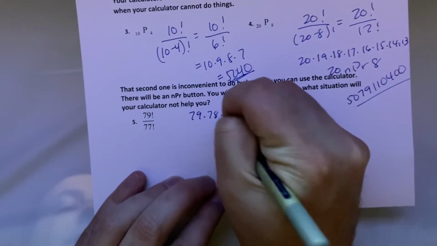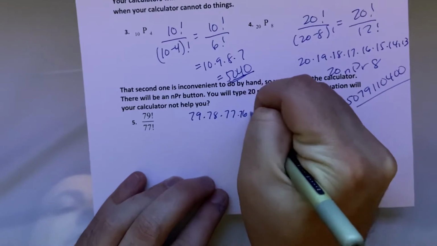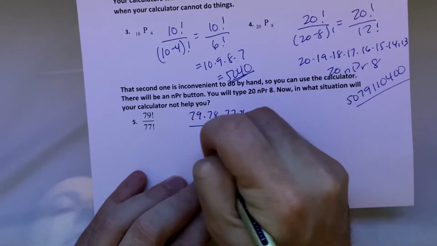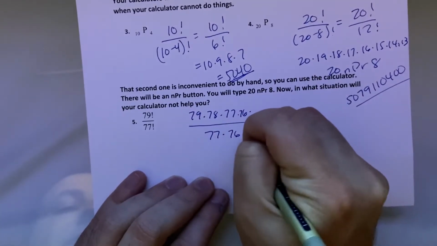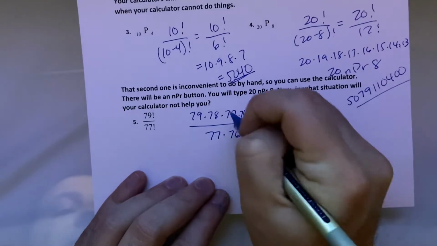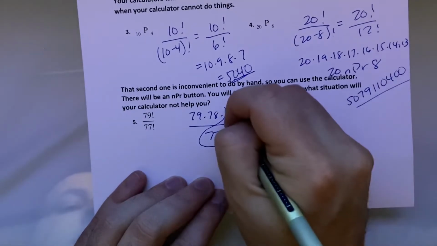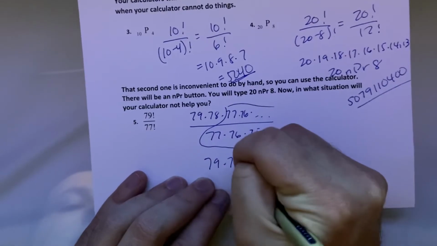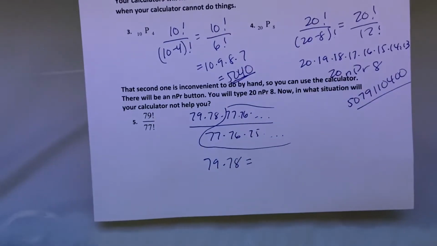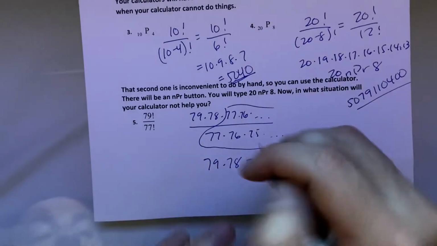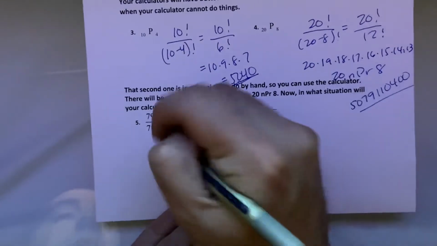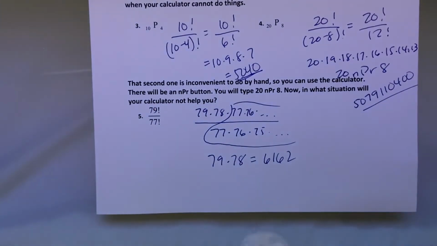Of course, remember, this is 79 all the way down. This one is 77 all the way down. And everything from here on over is going to cancel. So this is really just 79 times 78, which you actually can do. Even though those two numbers are too big for your calculator, if you simplify, it can be done.